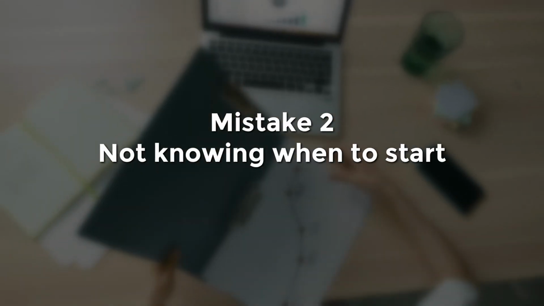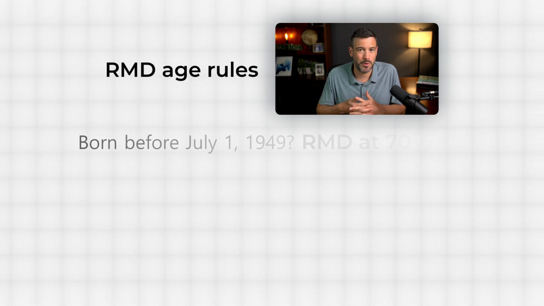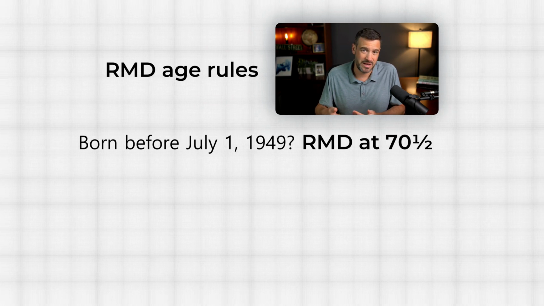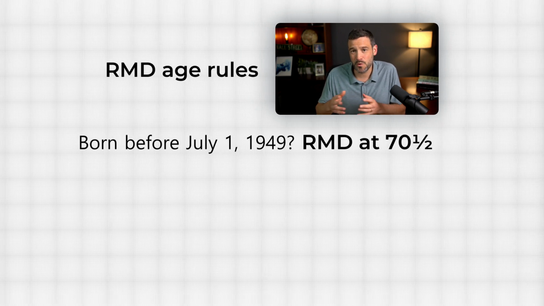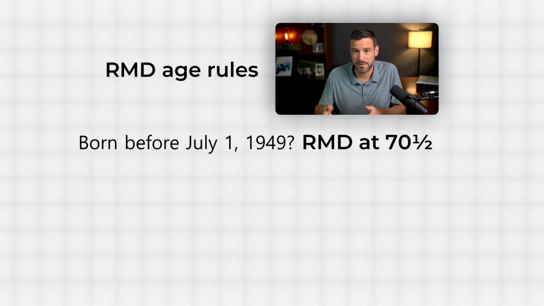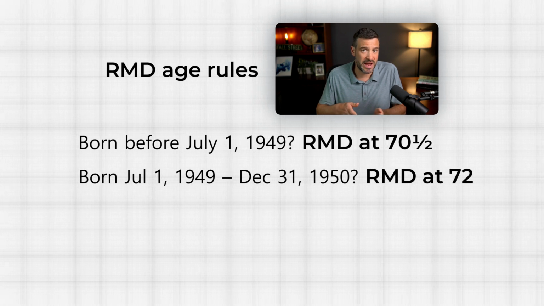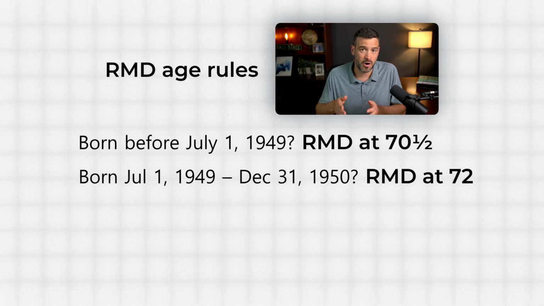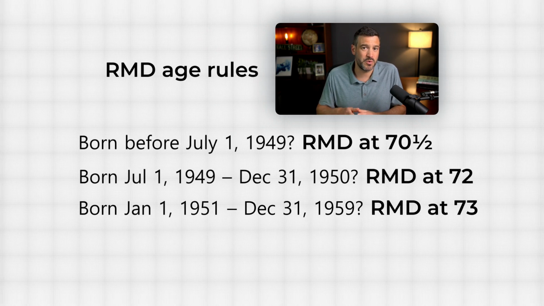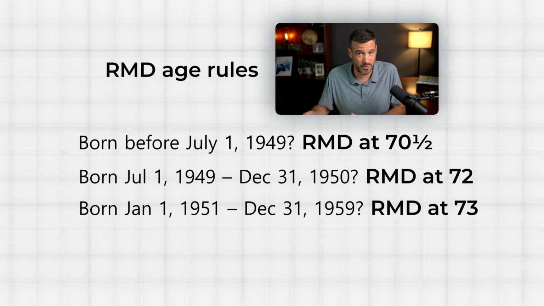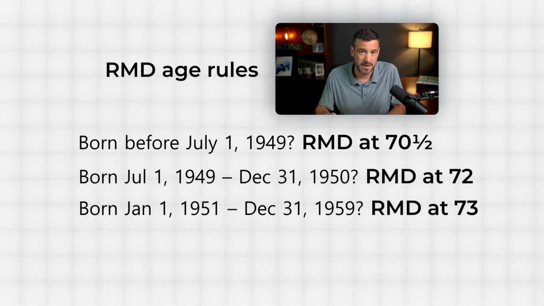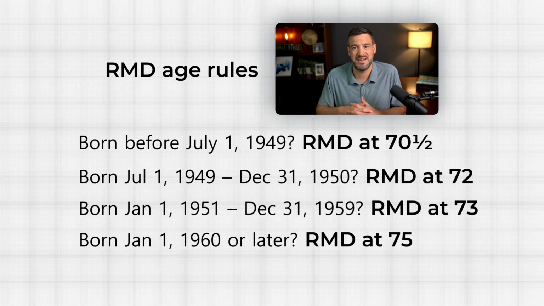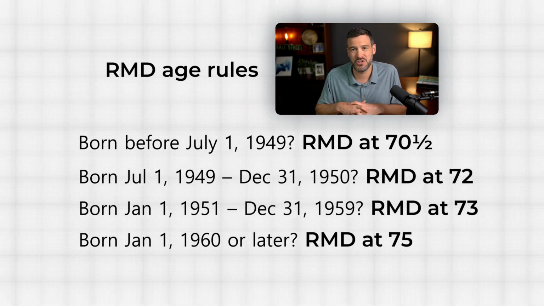So the next mistake that people make is just not knowing when to start. This can get confusing because the RMD age has changed multiple times. So based on your date of birth, if you're born before July 1st, 1949, and you're already well into this process, your age for required minimum distributions was 70 and a half. Now, if you're born between July 1st, 1949 to December 31st, 1950, your RMD age is 72. If you're born between January 1st, 1951 to December 31st, 1959, it's 73. And if you're born after January 1st, 1960, your required minimum distribution age is 75.